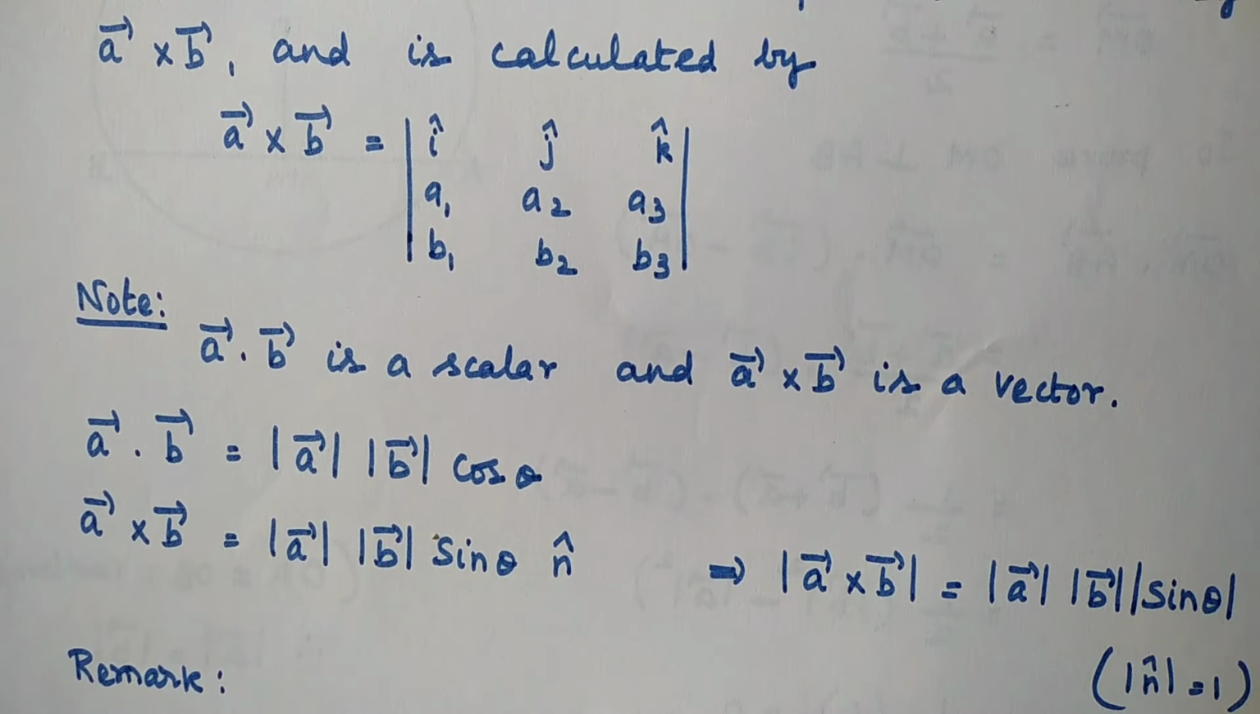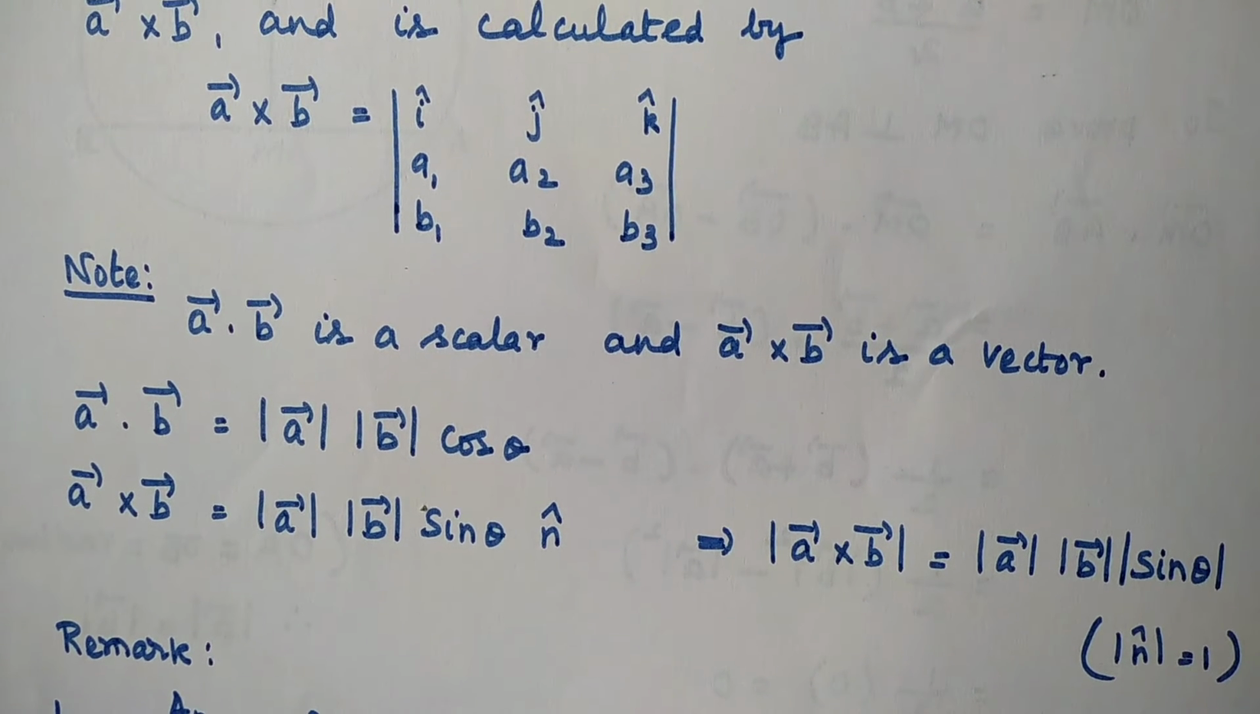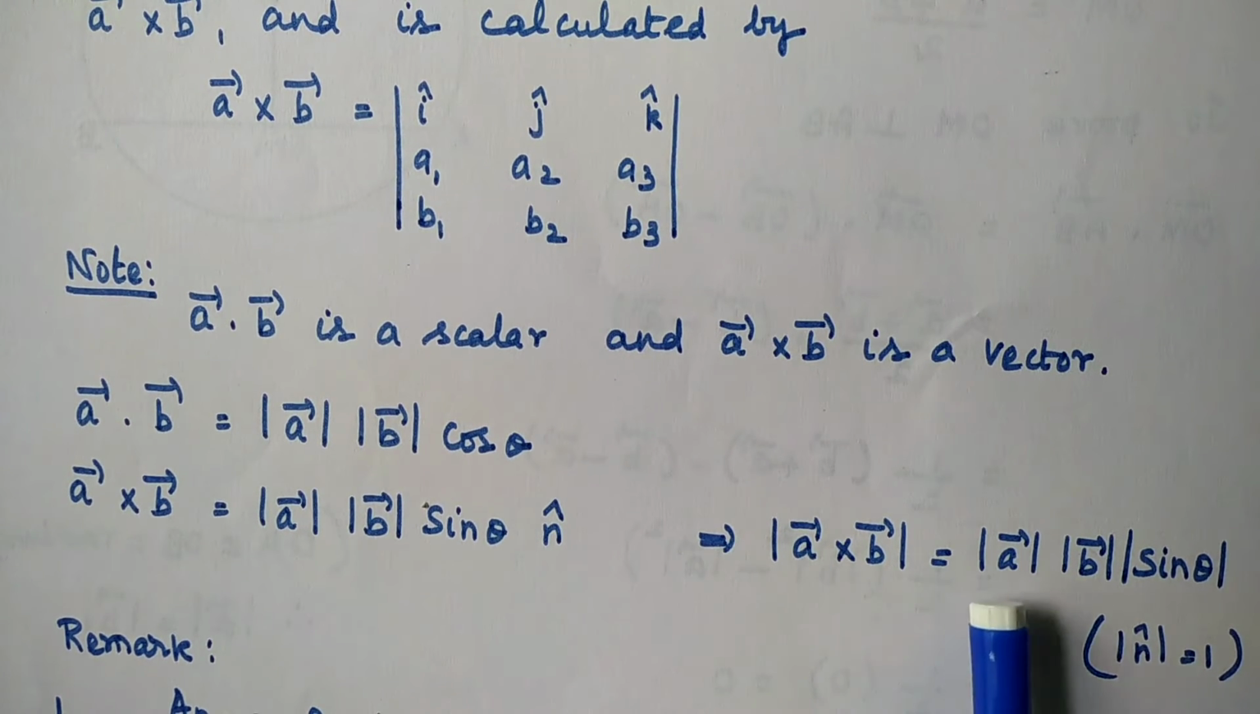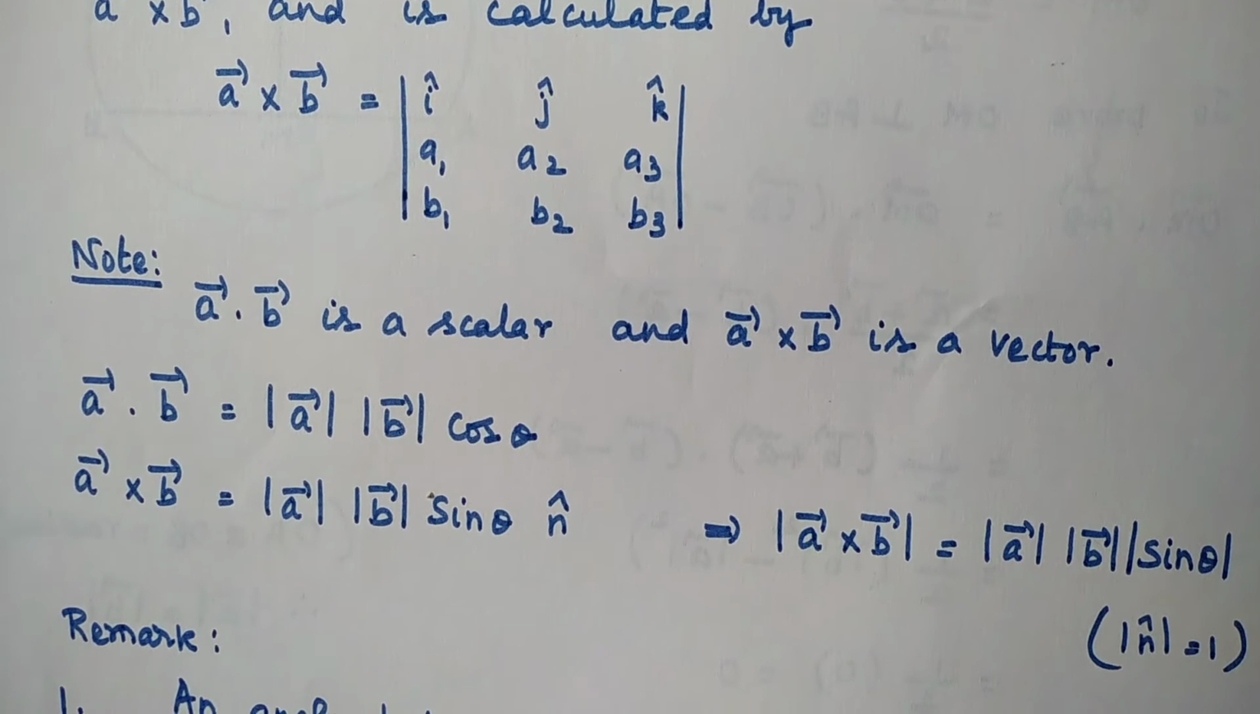Taking modulus, we get modulus of a vector cross b vector equal to modulus of a vector, modulus of b vector, modulus of sin theta, and modulus of n cap is 1 since it is a unit vector. So, modulus of a cross b is modulus of a vector, modulus of b vector into modulus of sin theta.